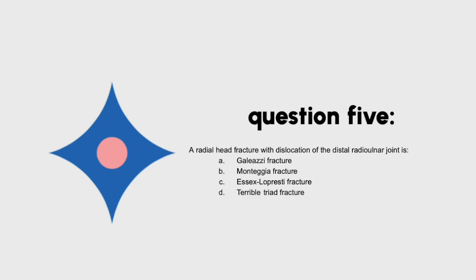Question 5, correct answer is C, Essex Lopresti. The Galeazzi is a forearm fracture of the distal radius near the wrist and a dislocation or subluxation of the DRUJ. The Monteggia fracture is a fracture of the ulna with dislocation of the radial head at the elbow joint. And terrible triad is going to be elbow dislocation, radial head or neck fracture, and coronoid fracture.